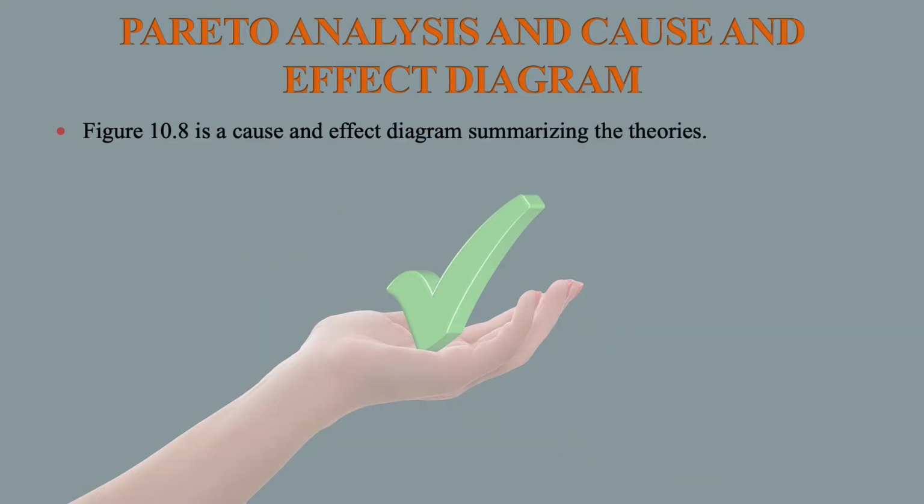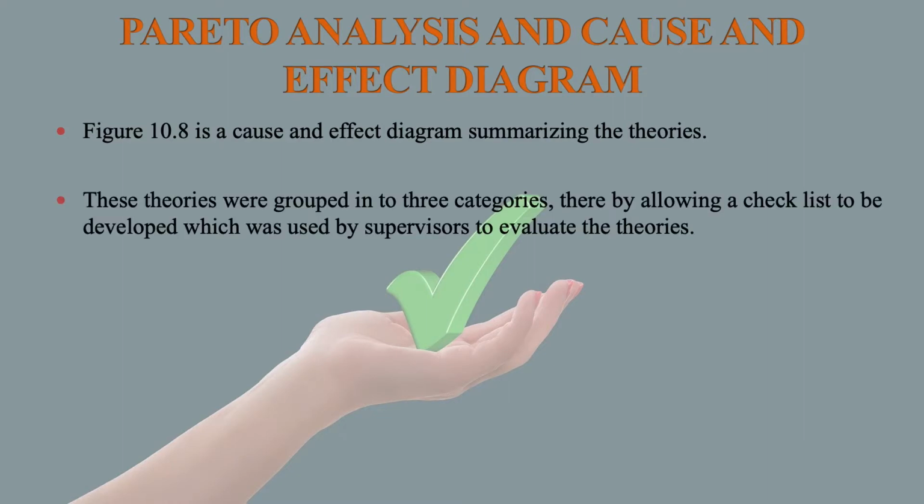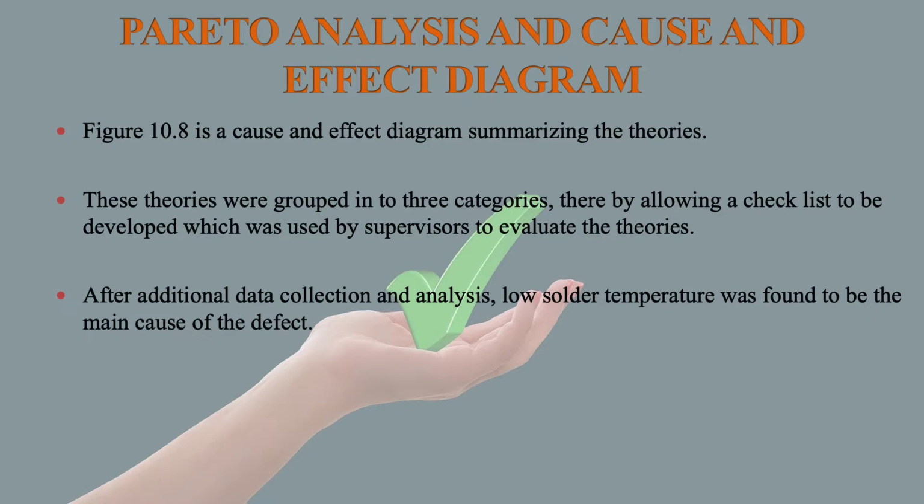Then figure 10.8 is a cause and effect diagram summarizing the theories. These theories were grouped into 3 categories, allowing a checklist to be developed which was used by supervisors to evaluate theories. After additional data collection and analysis, low solder temperature was found to be the main cause of the defect.